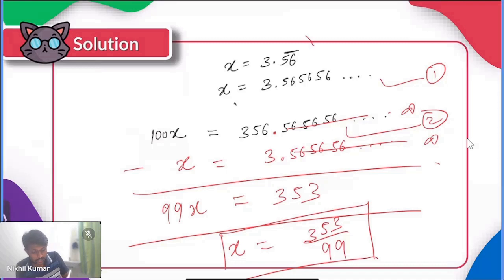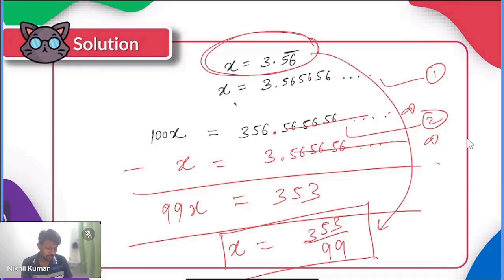Yes. So have I expressed this recurring decimal in the form p by q or a by b? I've done it. You understood the process?